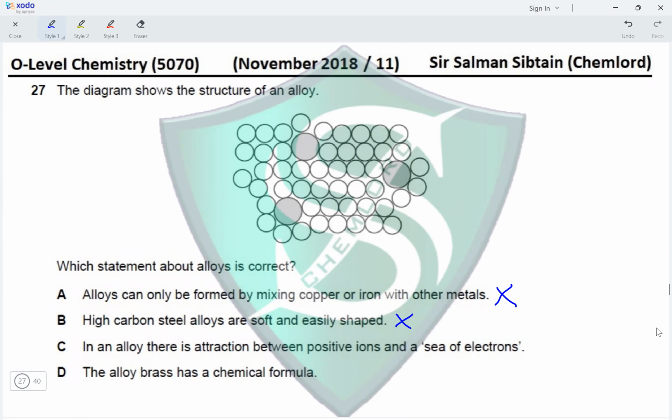In an alloy, there is attraction between positive ions and a sea of electrons. Yes, this is correct because alloys are metals and metals have a sea of electrons being attracted to the positive ions that are present. So this option is correct. And the last one, the alloy brass has a chemical formula. Brass is a mixture of copper and zinc. So it's a mixture, not a chemical compound, so it will not have a chemical formula. Therefore, the correct option for this question is option C.